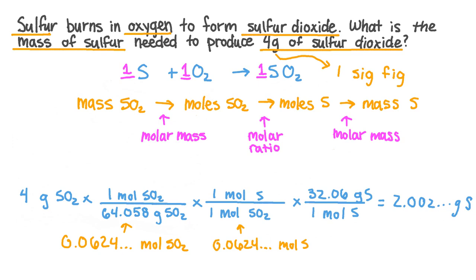But the mass of sulfur dioxide that was given in the problem was given to one significant figure. So we should state our answer to one significant figure as well, which gives us 2 grams of sulfur needed to produce 4 grams of sulfur dioxide.